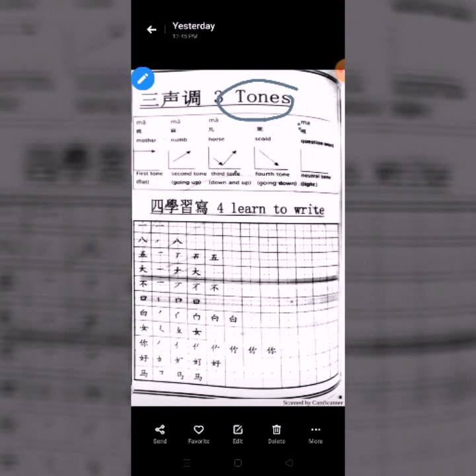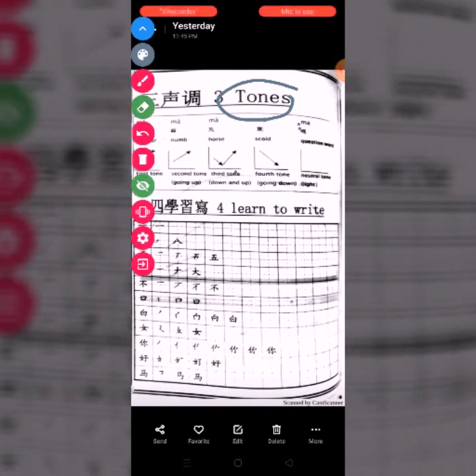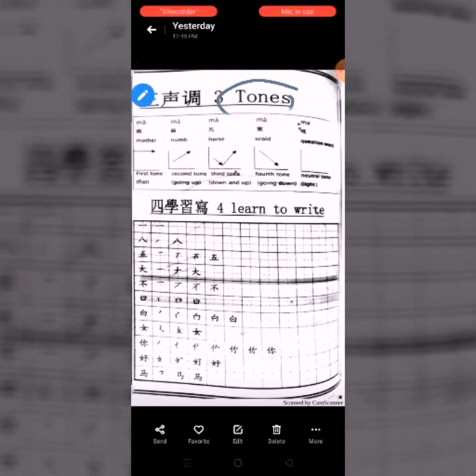Over here, we have four tone marks. Number one is straight, which you can see from here, and number two is from down to up, and the third tone is from down and up, and the fourth tone is from up to down.